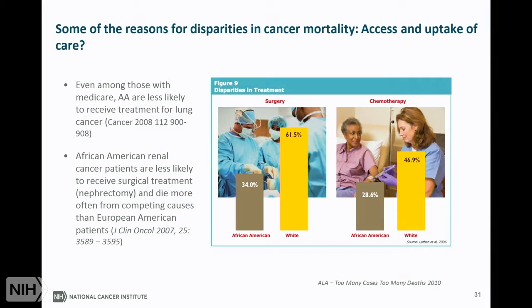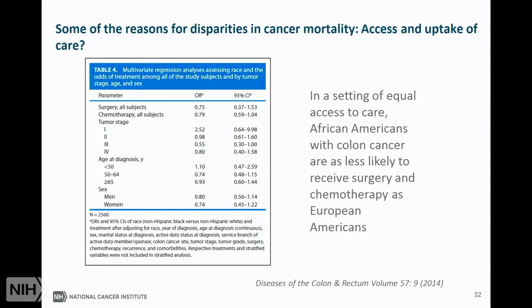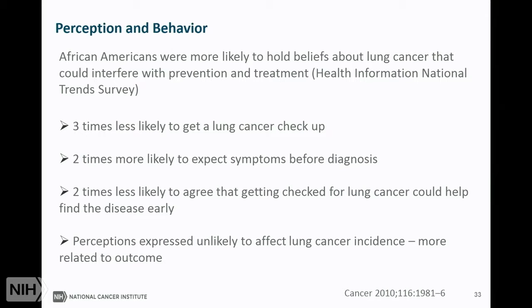This is an example of colorectal cancer. Again, equal access to care, but African Americans with colon cancer were less likely to receive surgery and chemotherapy as compared to European Americans. So we see this for many cancer types. And you might ask yourself, why is this the case? One of the contributing factors is, and this is where the behavioral scientists come into their own, because they do a lot of study in this area.